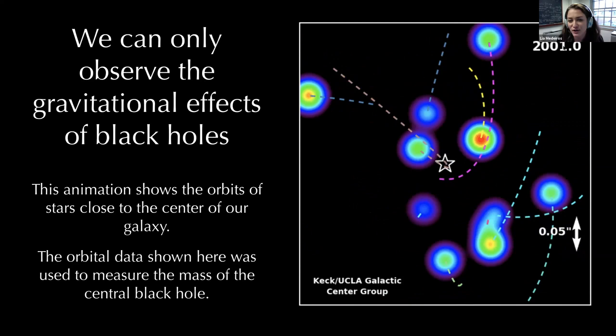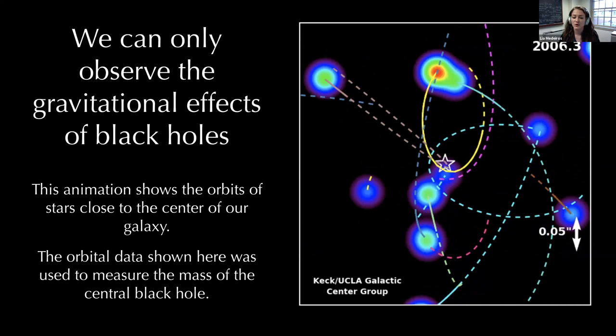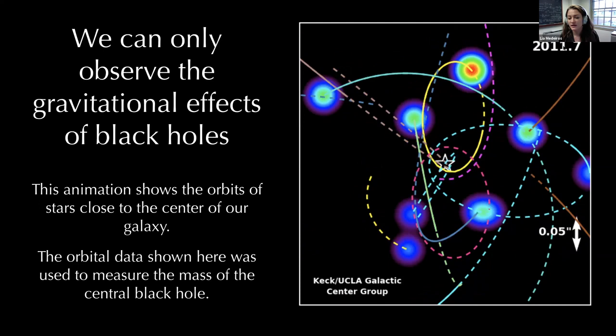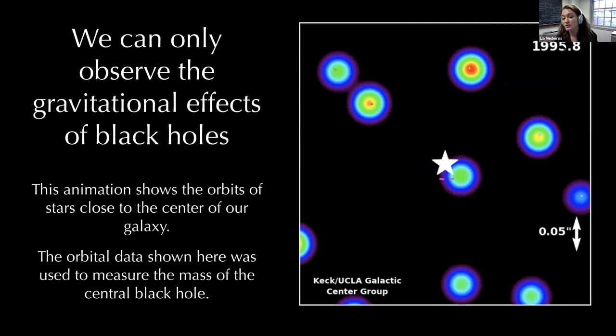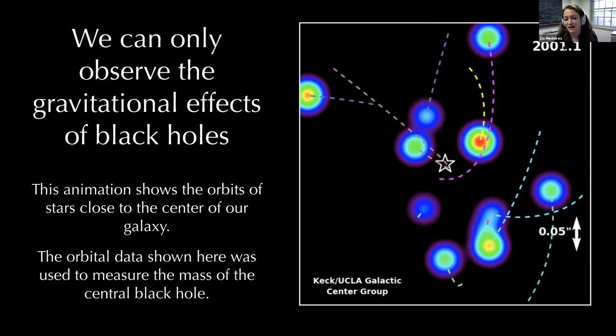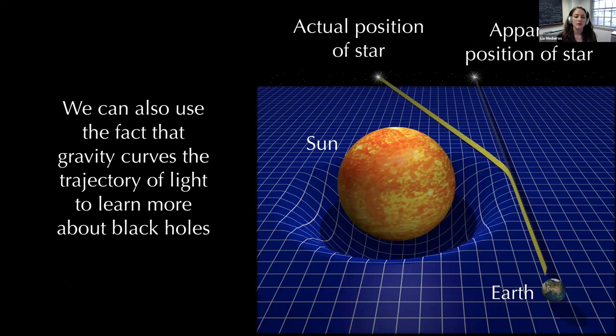So for those of you that are going to also follow along with the curriculum that we have developed, the very last lesson plan that we have developed for you, we are going to give you all of the orbital data for the stars that you see here, and you will actually perform this experiment yourself. You will use that orbital data to measure the mass of the black hole that exists in the center of our own galaxy.